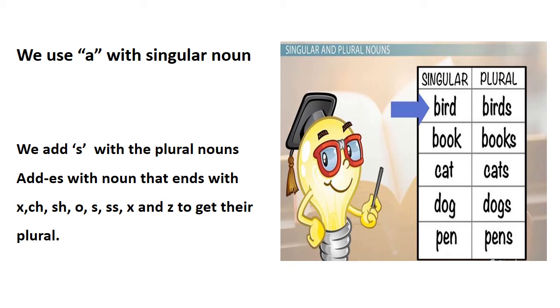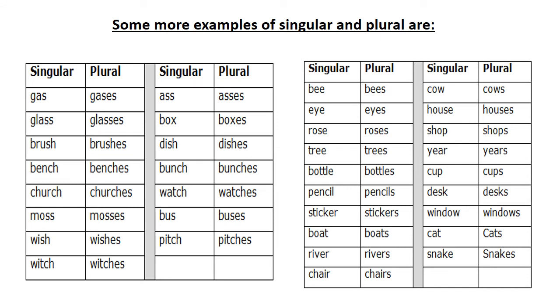For example, gas. As you can see, sound s. Can you hear the sound? The plural of gas is gases. Glass, glasses. Brush. As you can see, the sound sh. Brush, brushes. Church. As you can see, church. So these are the sounds in which we add es.